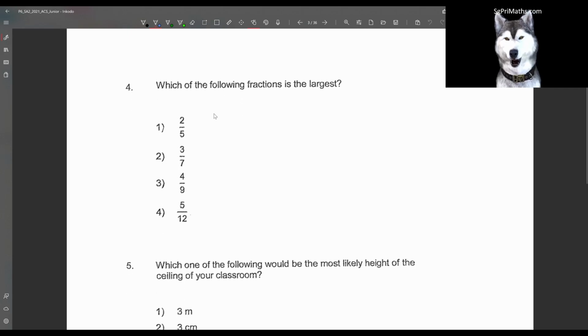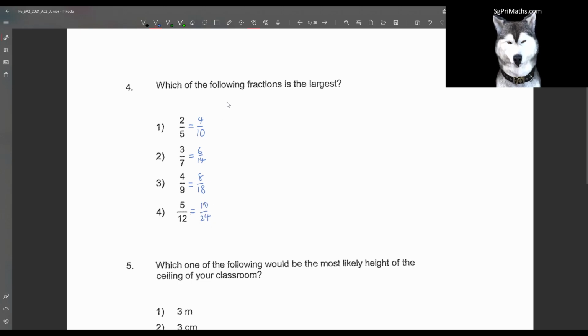Question 4. Which of the following fractions is the largest? A brief look at them seems that they are all less than half, but we can see how close they are to half. So for example, 2 over 5 is 4 over 10. 3 over 7 is 6 over 14. 4 over 9 is 8 over 18. 5 over 12 is 10 over 24.